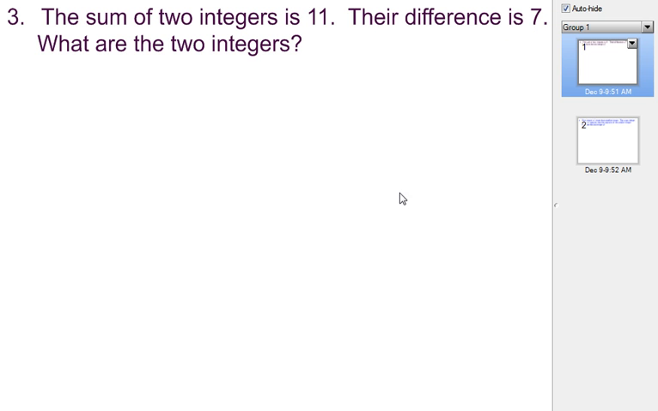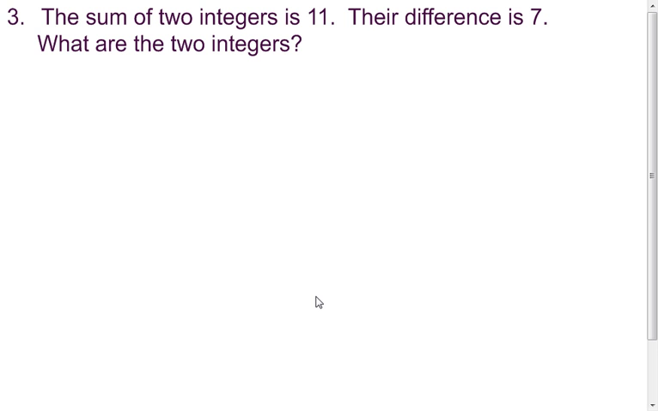In this lesson, we are going to be looking some more at systems word problems. In this particular case, we're going to be looking at integer problems, okay? Integers, if you don't remember, just means any positive or negative whole number. No fractions, no decimals, but anything from negative infinity to positive infinity as long as it's a whole number or zero, okay? So, it's talking about two integers.